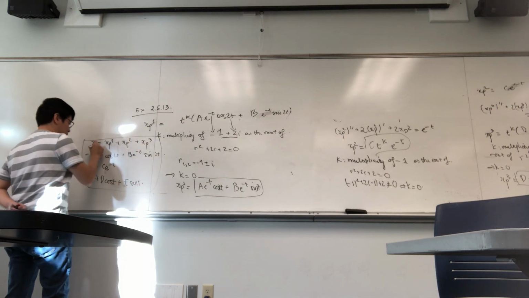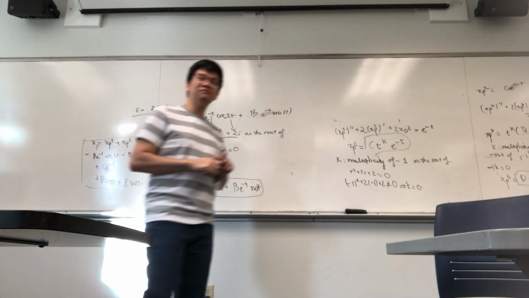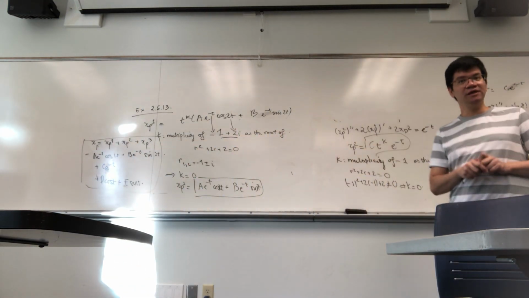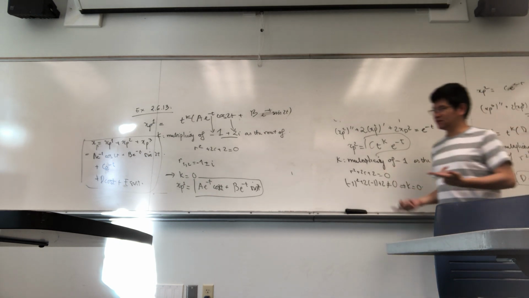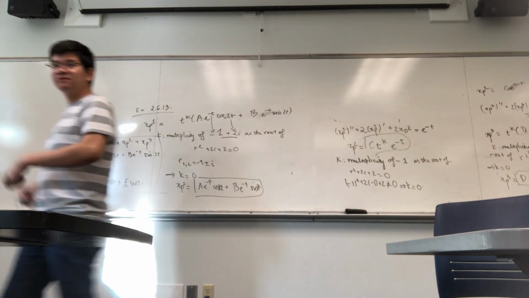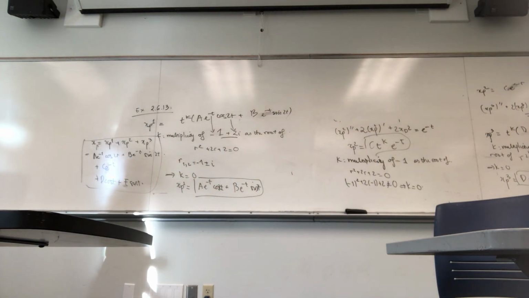Alright, so this is the form of the particular solution. You have to take the sum of all three particular solutions of the three sub-equations. Alright? And in the exam, I'm going to ask you to write out this form. You don't have to compute the coefficients. Questions?